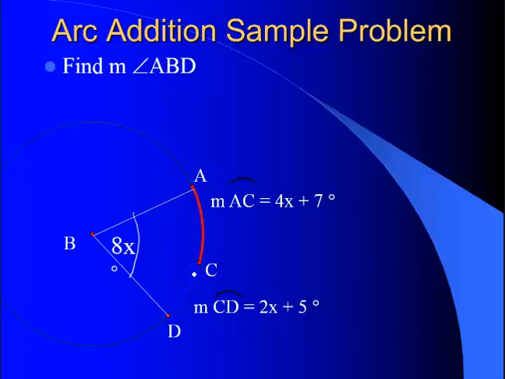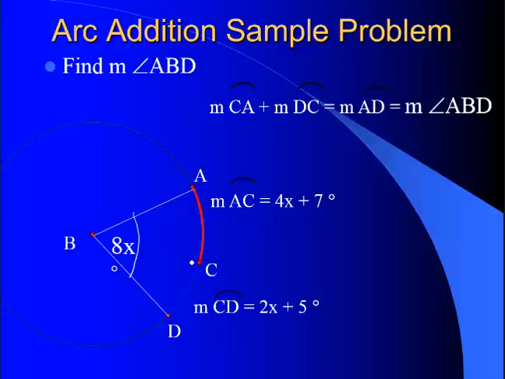We don't know that they're equal to each other, so we would not want to set these two things equal. Nothing tells us they're equal. There's no congruency marks or anything, so don't do that. So we're going to add these two arcs together, and together they should equal this central angle measure. So that's what our equation is going to say.